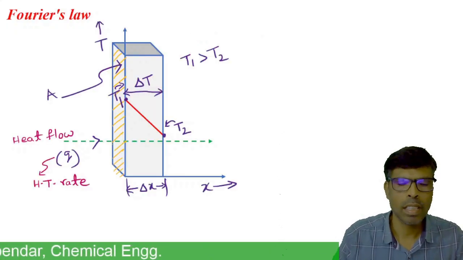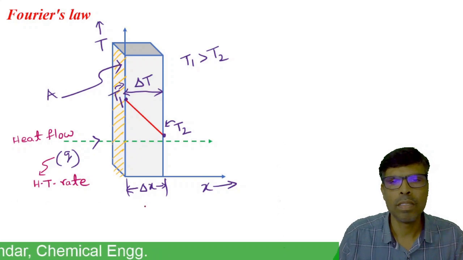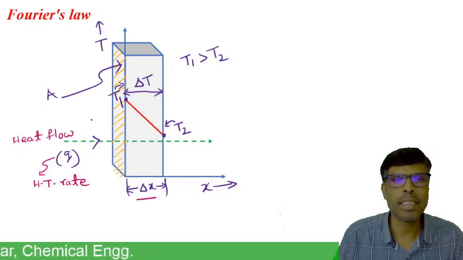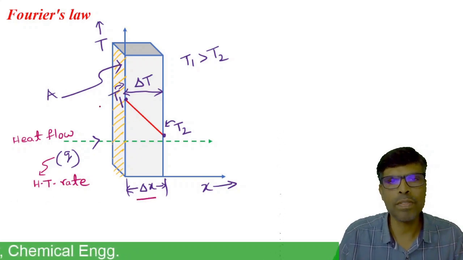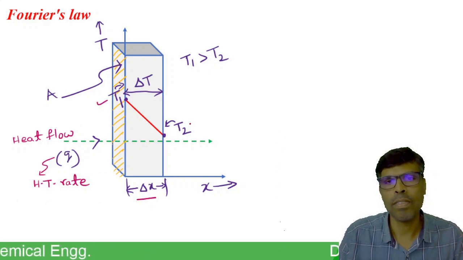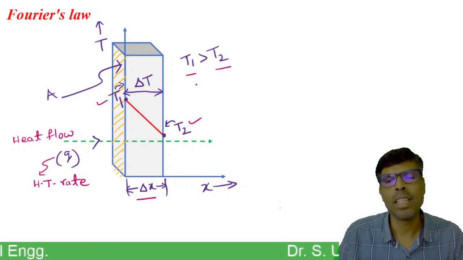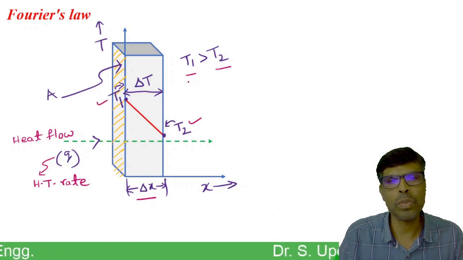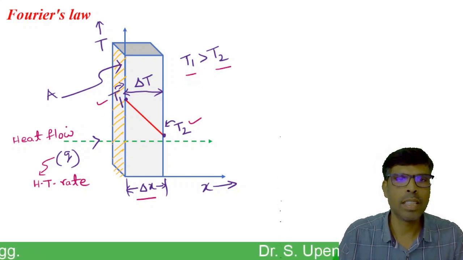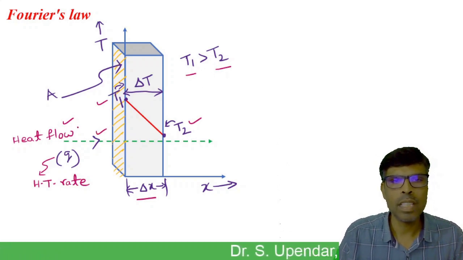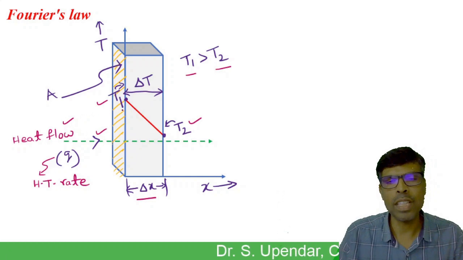For example, if you take a flat plate with the thickness of delta x, one side surface temperature of this flat plate is T1, the other side surface temperature is T2. If the temperature T1 is greater than T2, then heat flow occurs from higher temperature to lower temperature. That is, heat flow occurs in this direction. That means heat flow occurs from left side to right side.